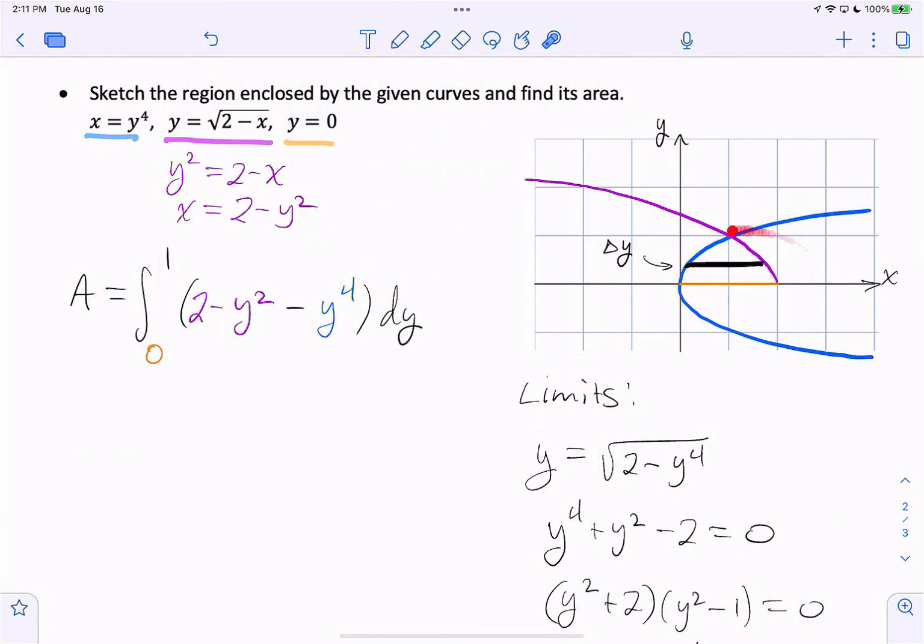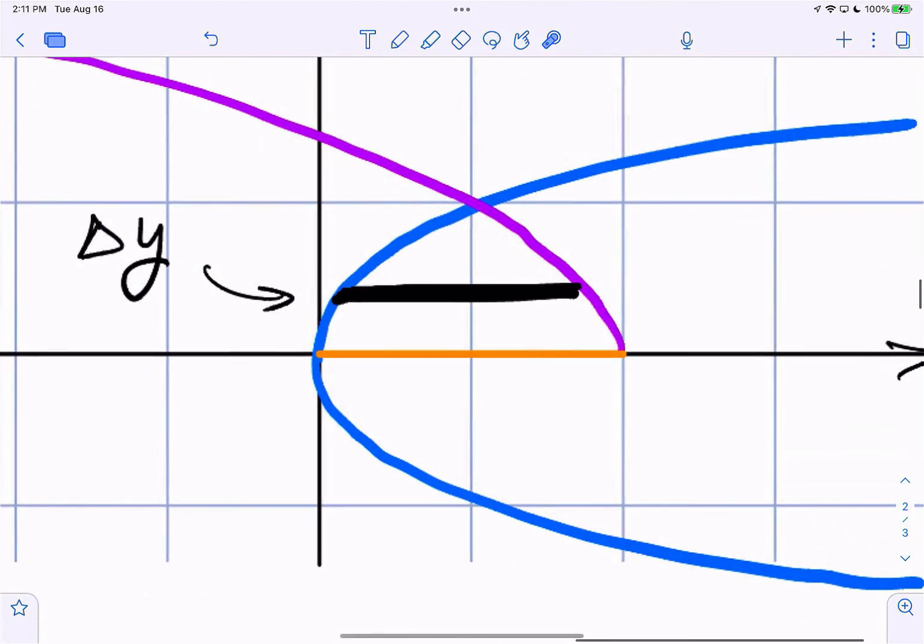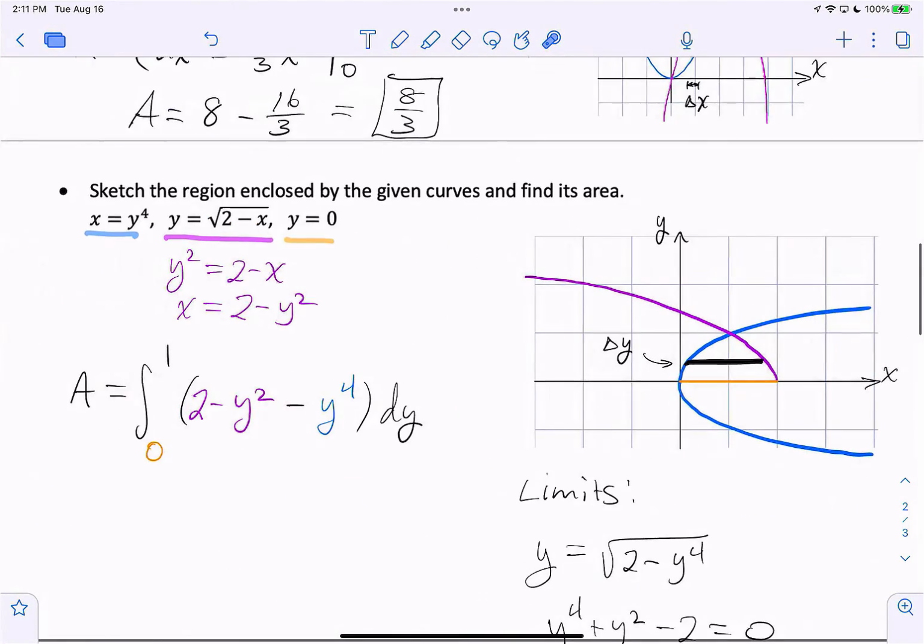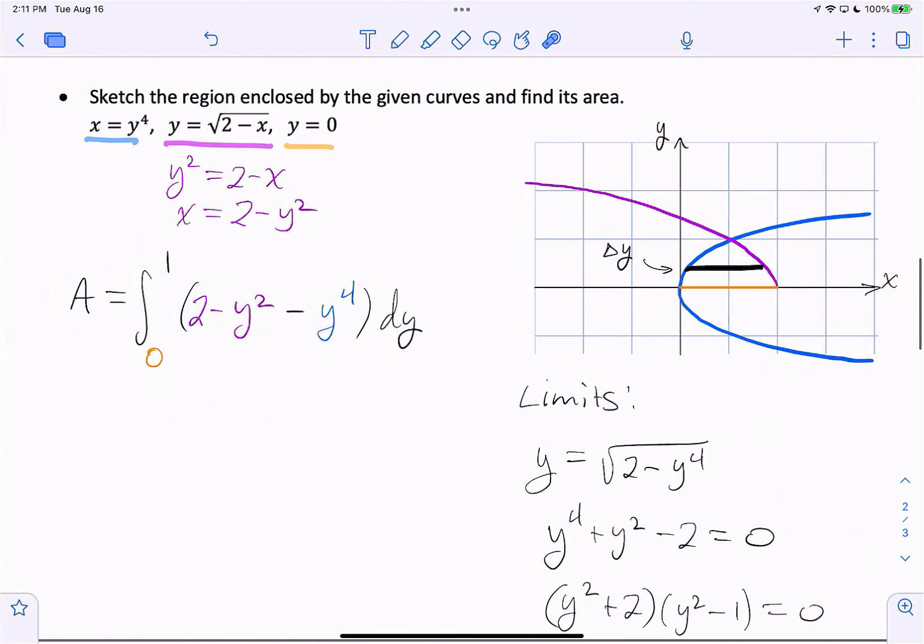Given this region here, I don't want to set it up so that I'm going to have a blue function for one part of the integral and then a purple function for the other part of the integral. And that means I'm going to do a horizontally oriented representative rectangle. And that means I'm looking at a delta y instead of a delta x, which is totally fine. That tells me, though, that when I'm finding my limits of integration, I need everything in terms of y.